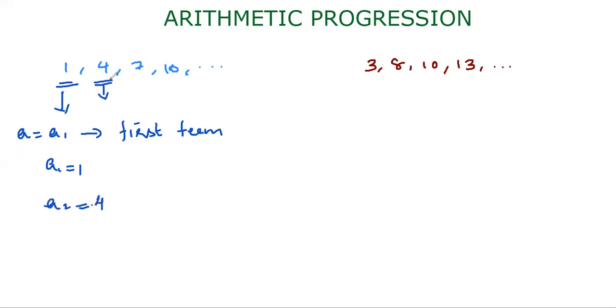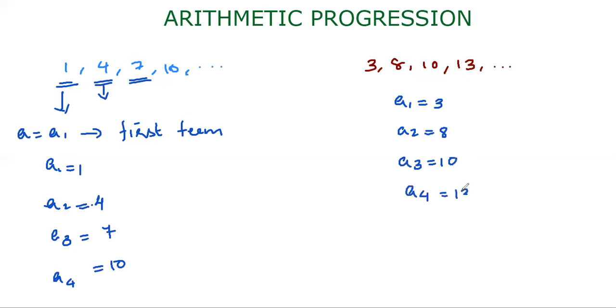Now here it is 4. Now this 7 is called the third term, and here it is 7. And 10 is the fourth term. So A1 is the first term, A2 the second term, A3 the third term and A4 the fourth term. Here also we can write that A1 is equal to 3, A2 is equal to 8, A3 is equal to 10 and A4 is equal to 30.